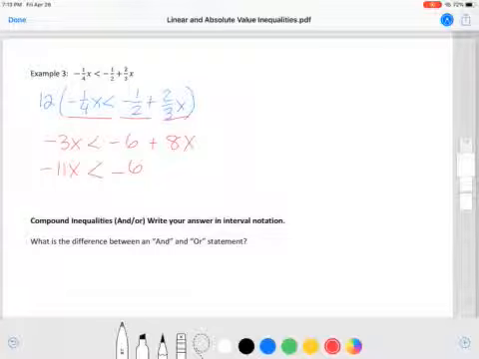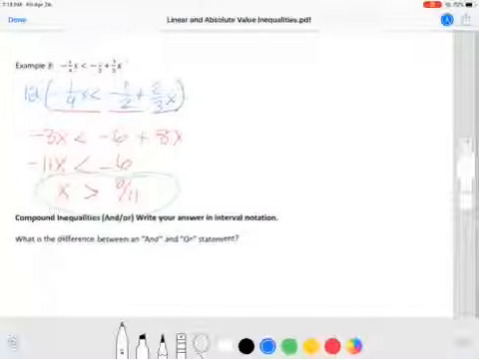Now I'm going to divide both sides by negative 11 to finish solving for x, but I'm dividing by a negative number, so I have to remember to switch the inequality sign. And I have negative 6 divided by a negative 11, which would end up being a positive because I have a negative divided by a negative. So this is my answer in inequality notation.